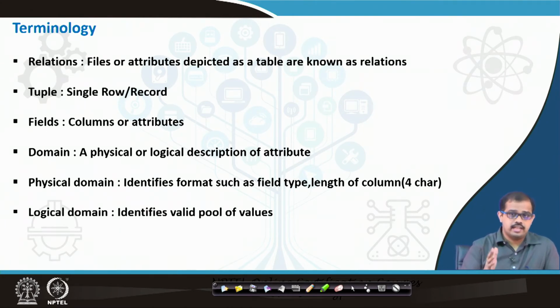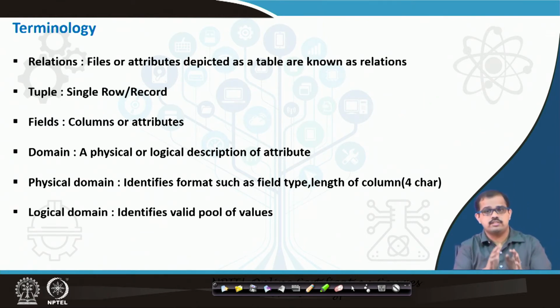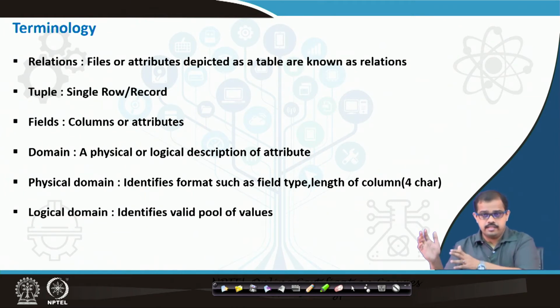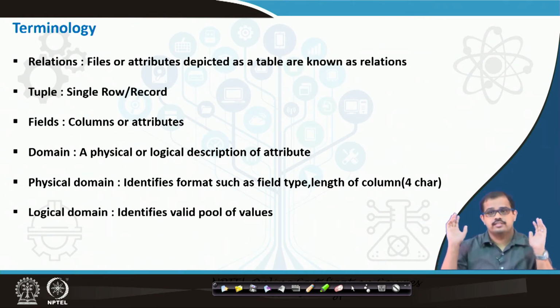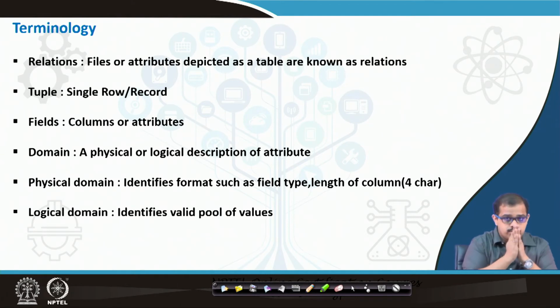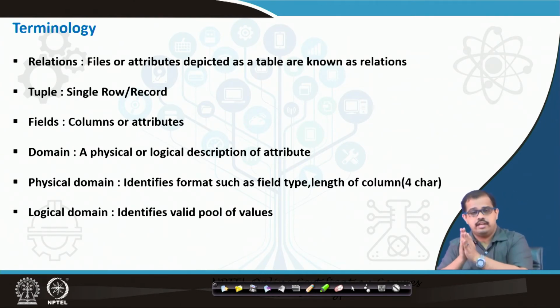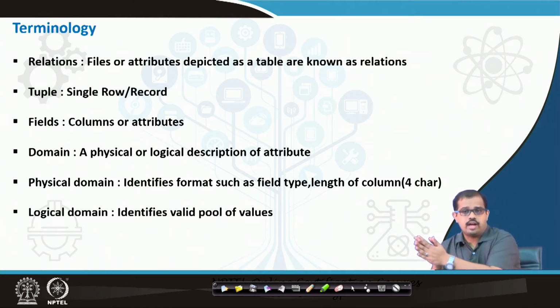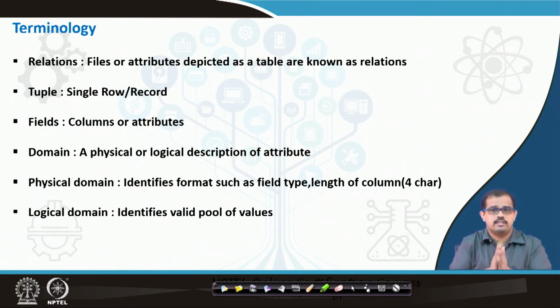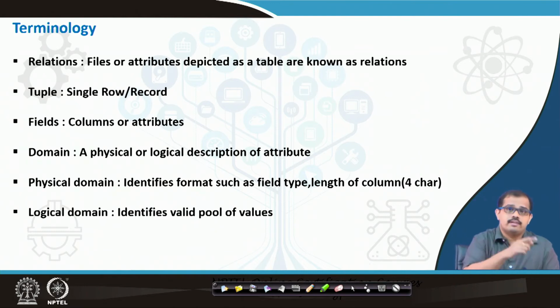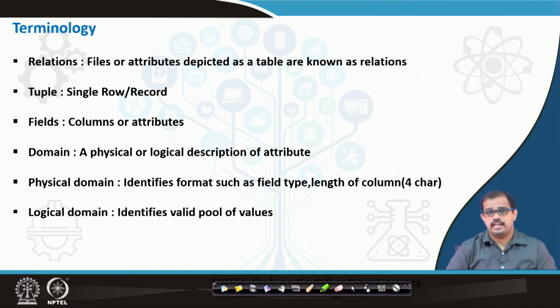Relations: when I say relation, it is the files or attributes depicted as a table that are known as relations. Okay, files or attributes, let us remove files, attributes that are depicted as a table is known as a relation. Now there is a student ID, student name, student age, class, then you have all the subjects that particular student has taken. So all these attributes become a relation in that particular database.